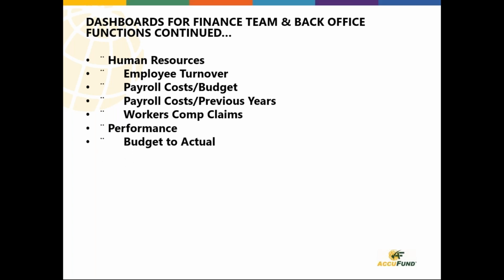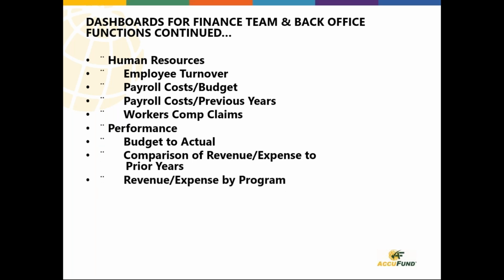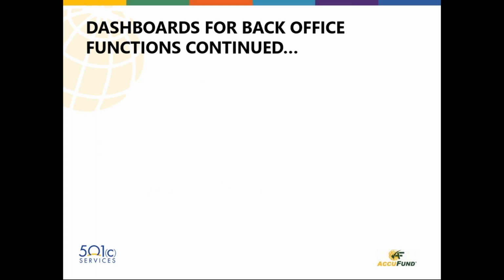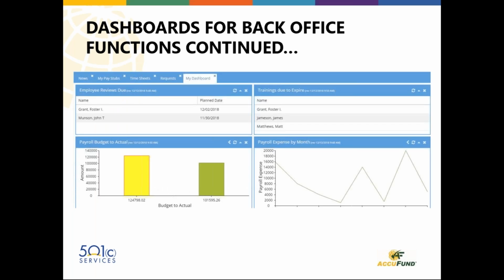Performance, budget to actual, comparison of revenue expense to prior years, revenue expense by program, particularly the outlying programs maybe, depends on the size of your agency. If you have 200 programs, it'd be hard to put that in the dashboard. And that's worth mentioning. Sometimes it's difficult. You have to think through, you've got so much data that you need to condense.